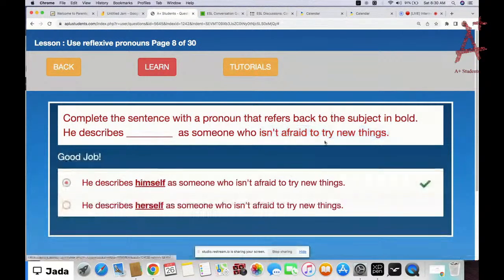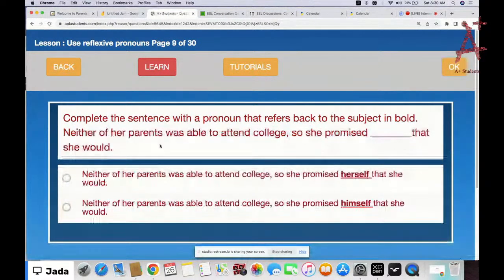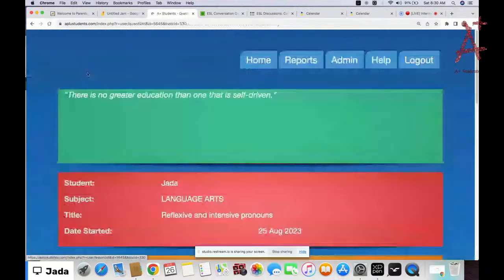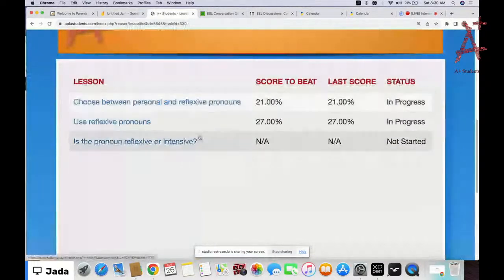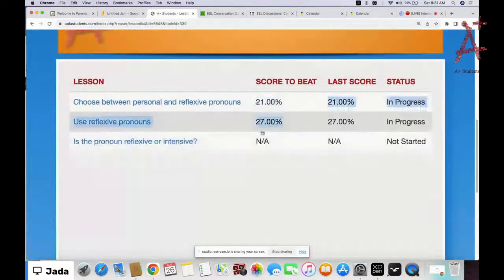That's perfect. I'm glad that you all understand this lesson, right? And thanks for your beautiful answers. I'm very happy that you guys understand. We'll move on now to the last lesson for this test. So it says, is the pronoun reflexive or intensive? So yeah, make sure you complete the two lessons. Make sure you complete them.